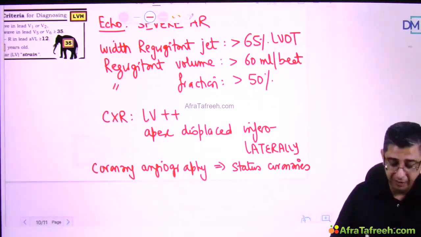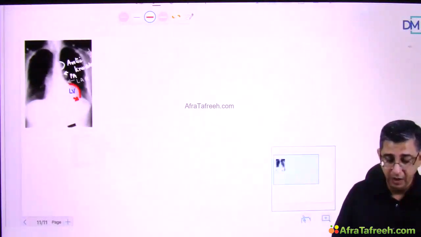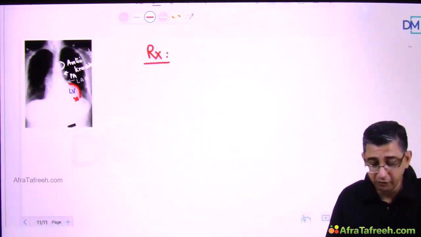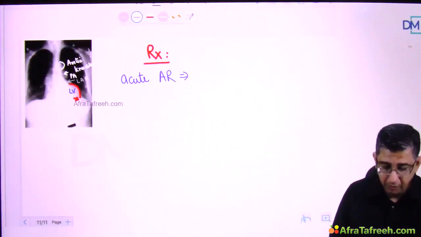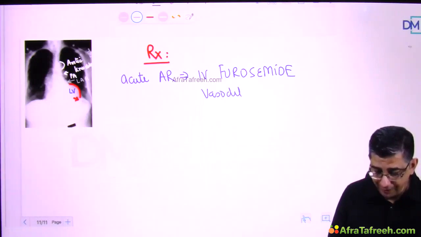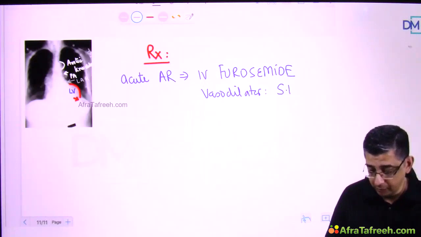Now once you have identified that there is a problem in the patient on the basis of the clinical features that I have mentioned, and with respect to the investigations, we will look at what we will do for management of this patient. For acute aortic regurgitation, which will be having a severe pulmonary edema, the first line drug that you will use would obviously be a loop diuretic. Along with this, we will be using a vasodilator in the patient. The vasodilator that is recommended for acute aortic regurgitation is sodium nitroprusside.